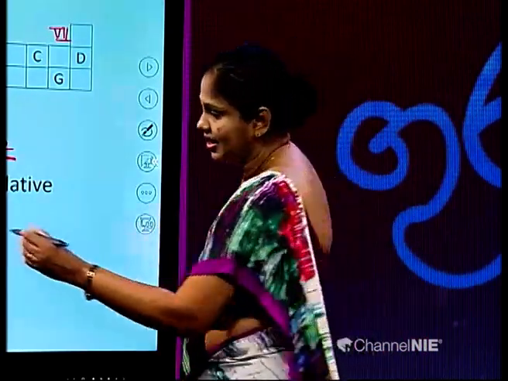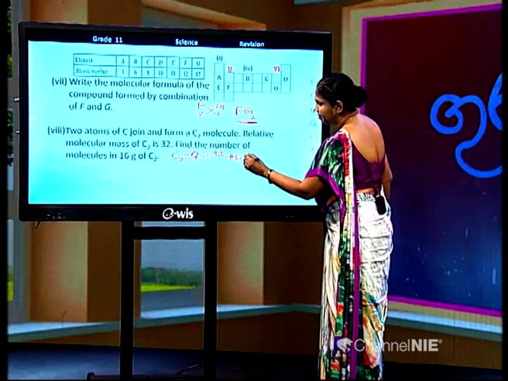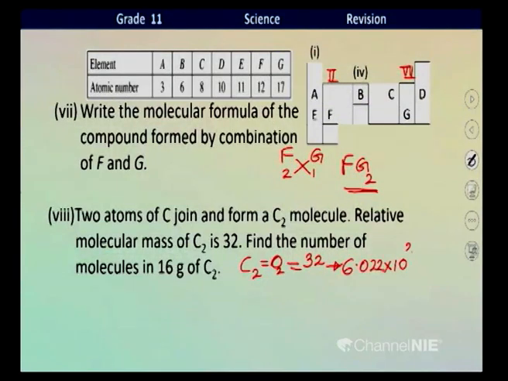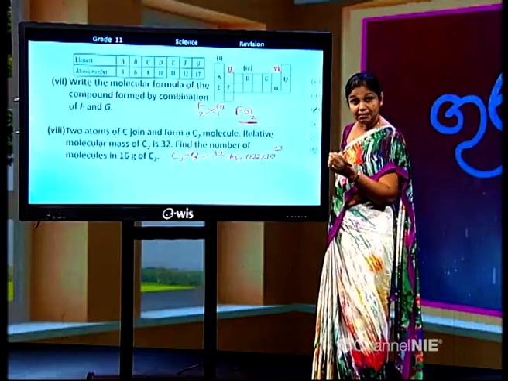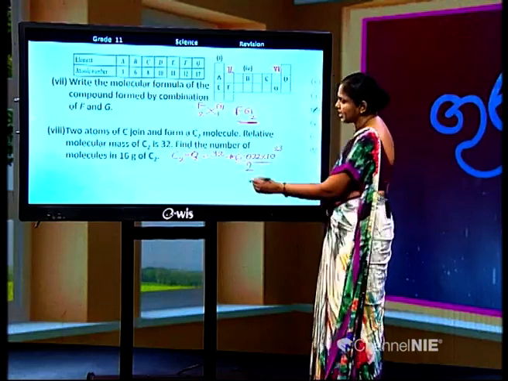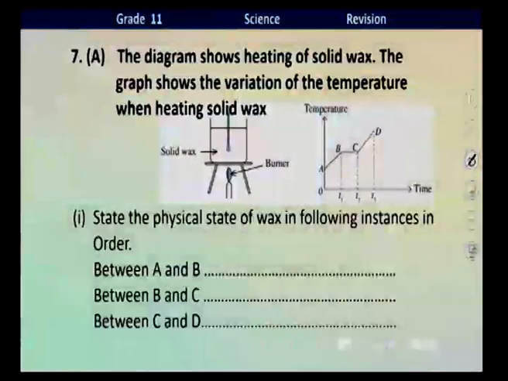Then the answer: number of molecules in 32 grams is the Avogadro number, 6.022 into 10 to the power 23 molecules. This is the amount of molecules present in 1 mole, or in the relative molecular mass. The number of molecules in 16 grams, which is half of 32, means half of the Avogadro number. This is the answer. Okay, children, right. Now move to the next.